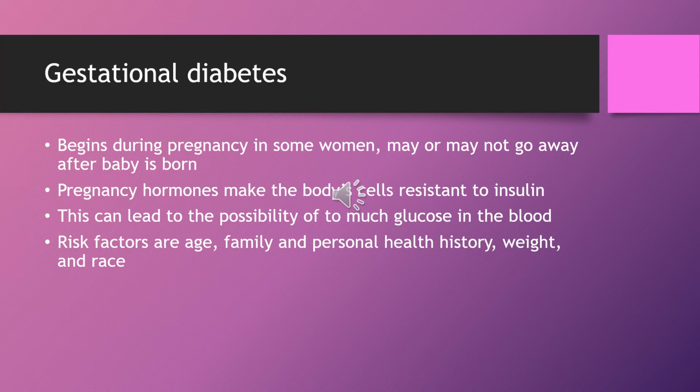Gestational diabetes begins during pregnancy in some women and may or may not go away after the baby is born. Pregnancy hormones make the body's cells resistant to insulin. This can lead to the possibility of too much glucose in the blood. Risk factors are age, family and personal health history, weight, and race.